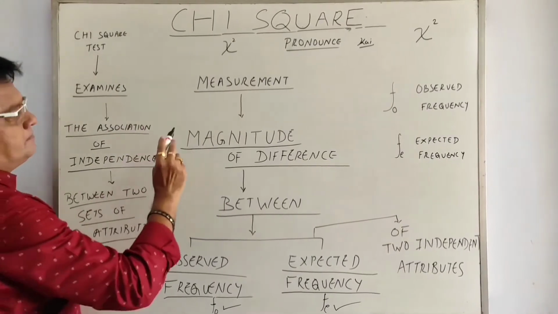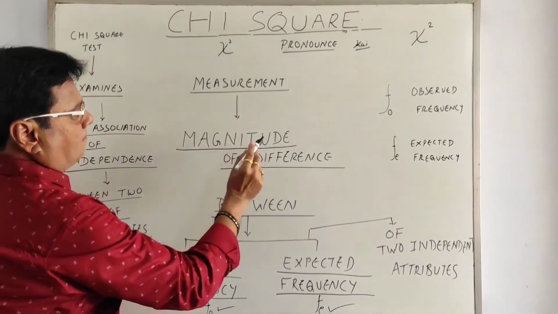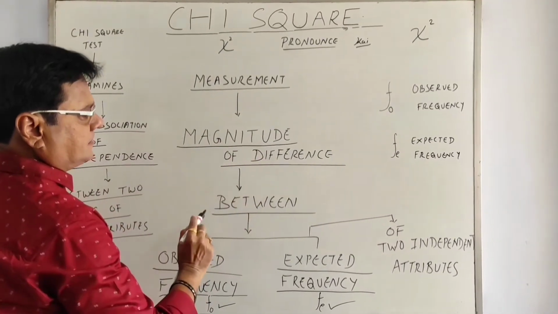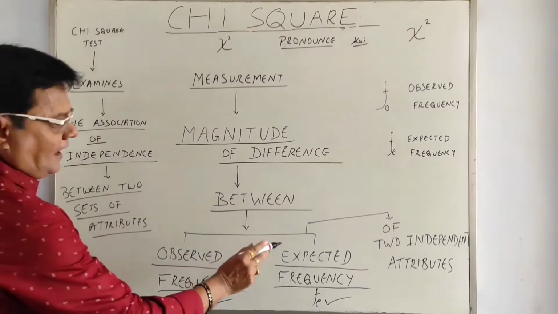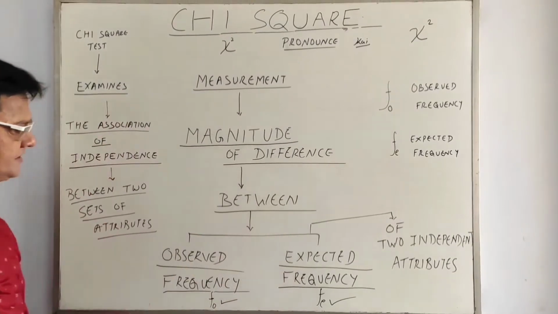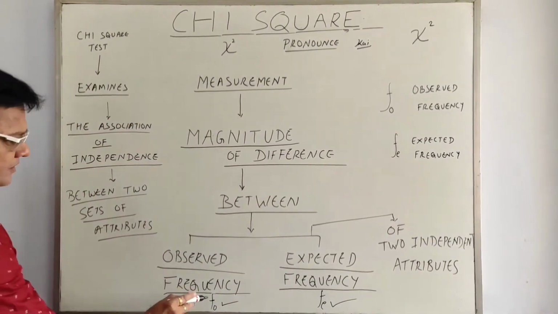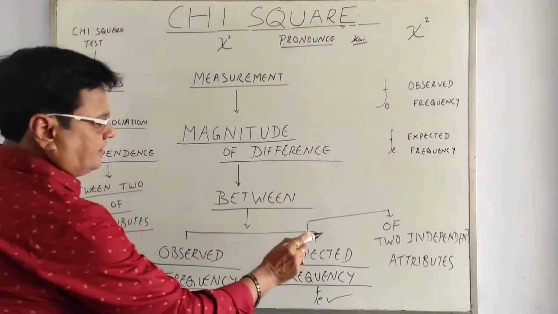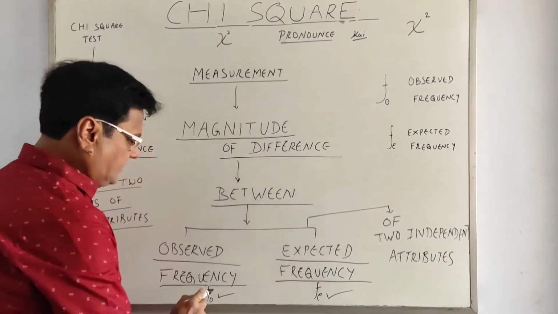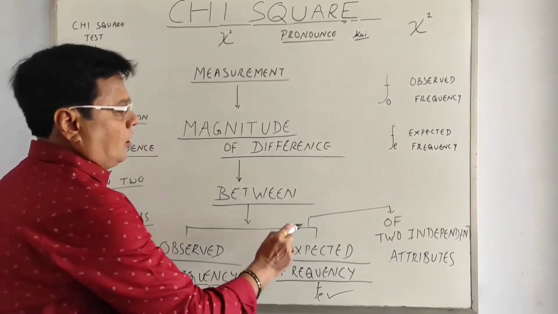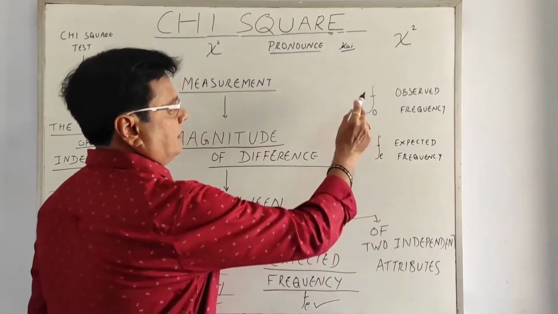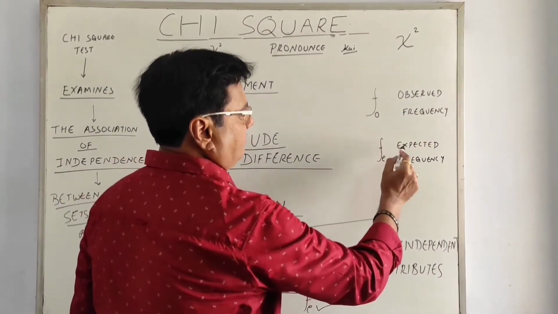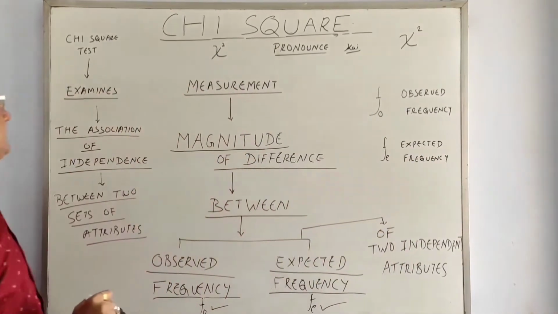Chi-square test is a measurement of the magnitude of difference between observed frequency and expected frequency of two independent attributes. Observed frequency is denoted as Fo, and expected frequency is Fe.